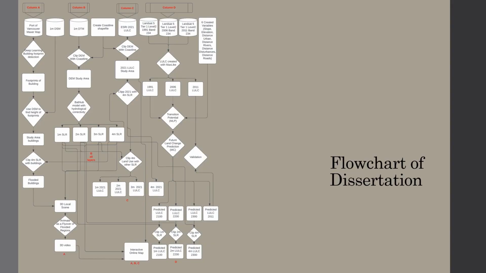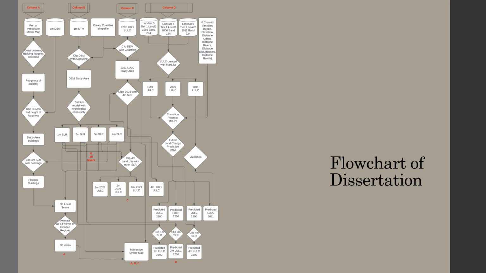This is my flowchart for the dissertation. There are 4 columns, and they're based off of my objectives. Column A is objective 3, column B is objective 1, and column C and D are objective 2, with column C being present LULC and column D being future LULC.